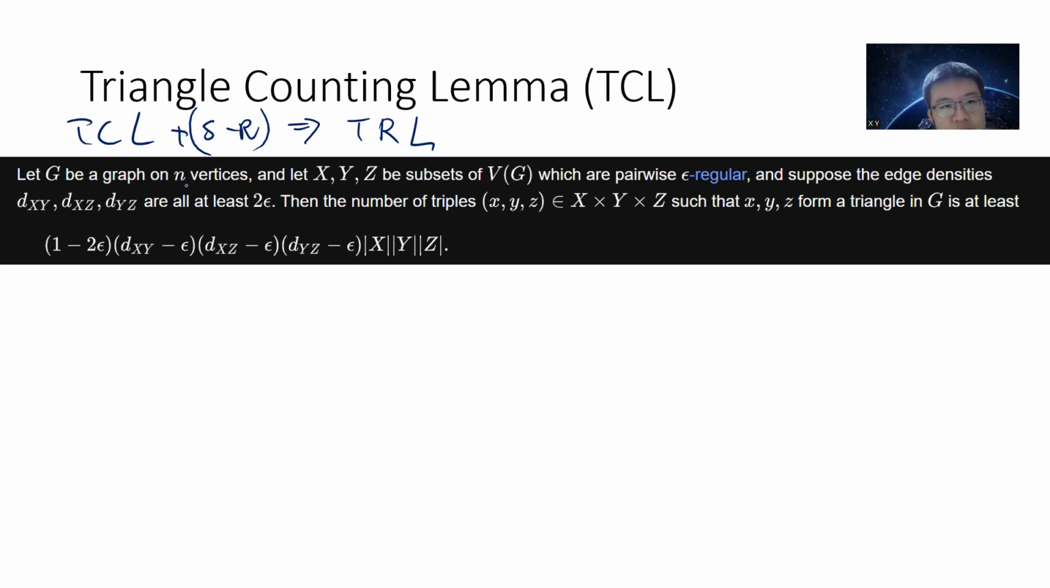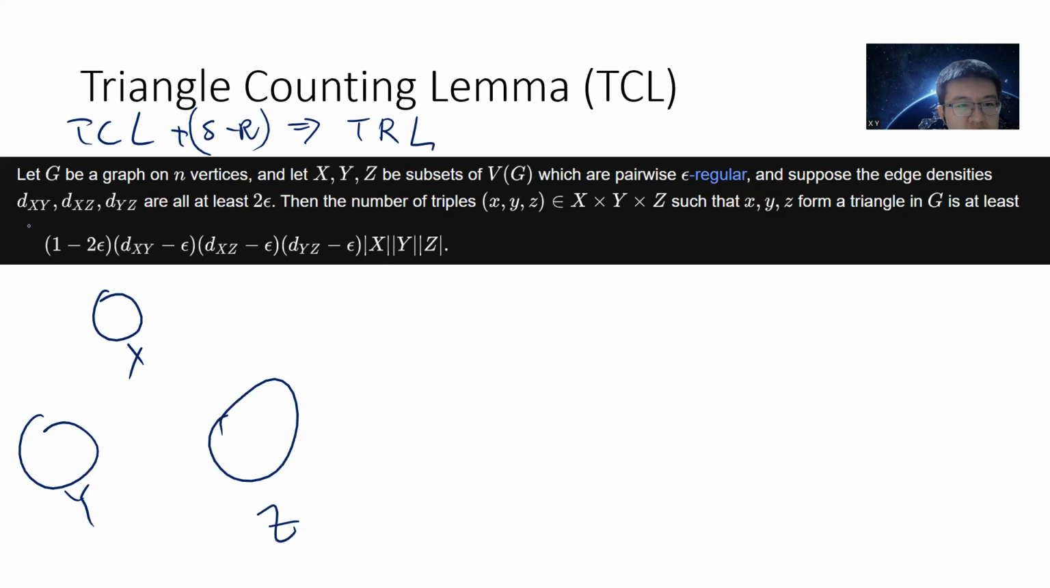So let G be a graph on vertices, and let X, Y, Z be subsets of vertices which are pairwise epsilon-regular. Then if the edge densities are large enough, the number of triples in X, Y and Z that form a triangle is at least this number. So this is X, this is Y, this is Z. This tells you that the number of triangles is at least this number.